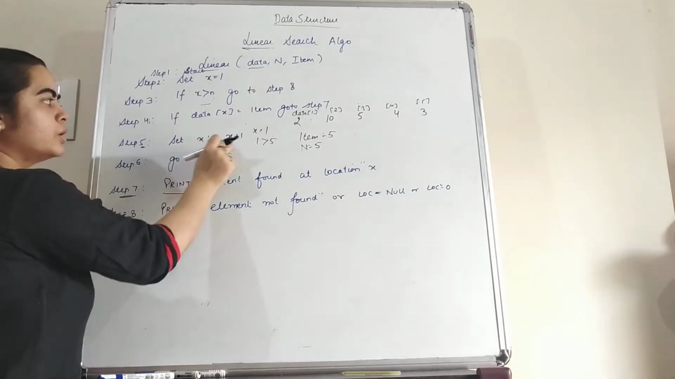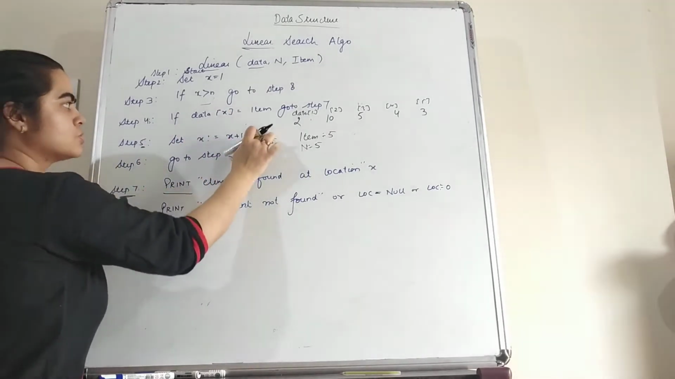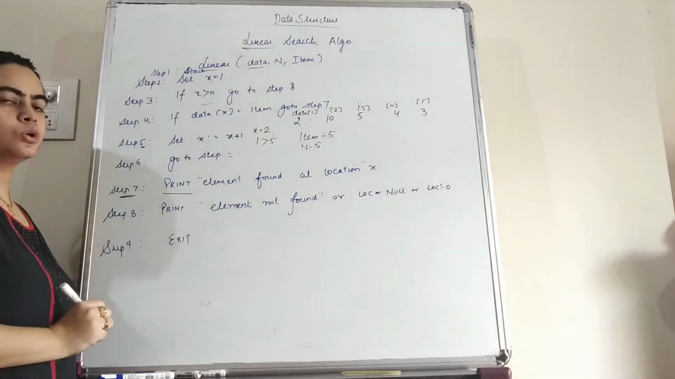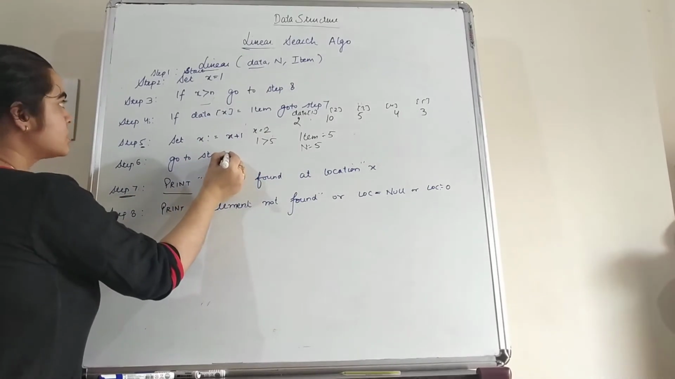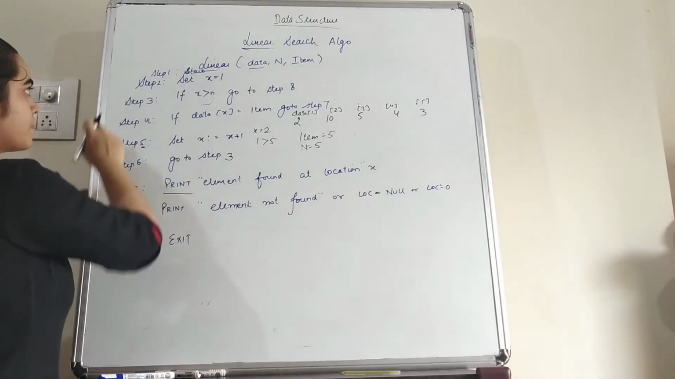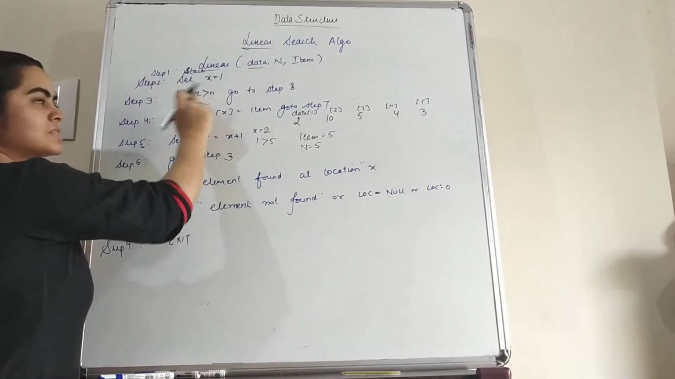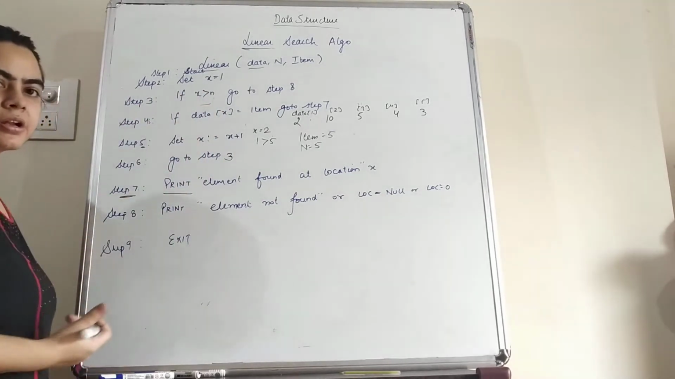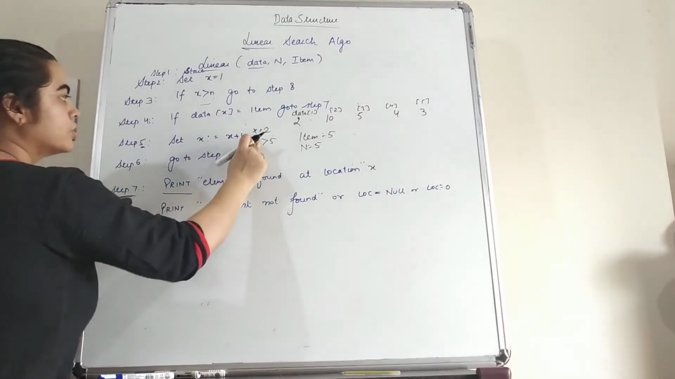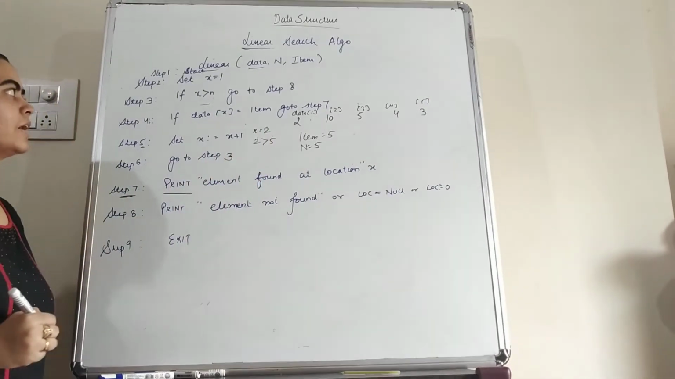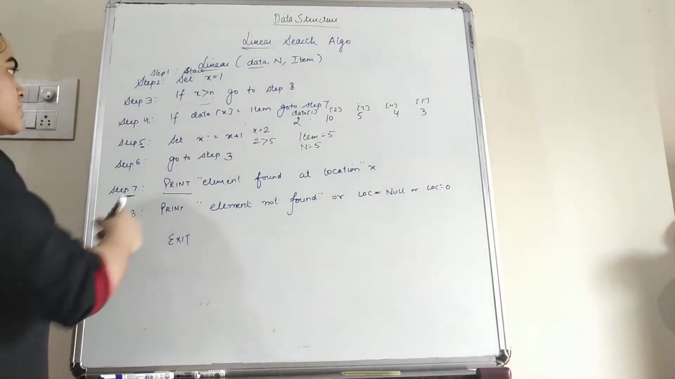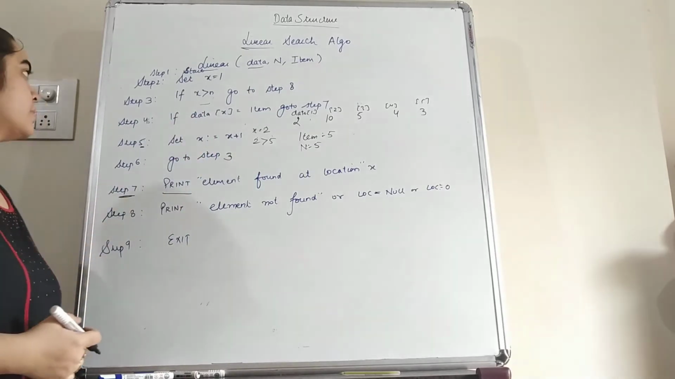So here we have to increment the value of x by 1. So we can write x is equal to 2. Now we can go to step number 3 again. So step number 3 is here. If x is greater than n, again we compare the value of x and n. So here x is 2. Is 2 greater than 5? No, again it is false. Then we can go to step number 4.